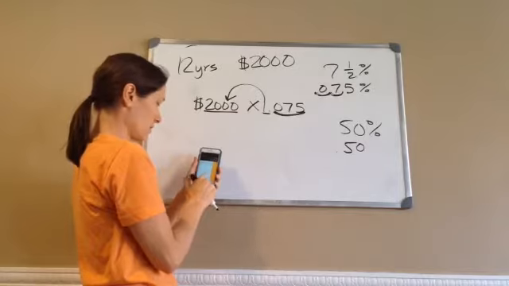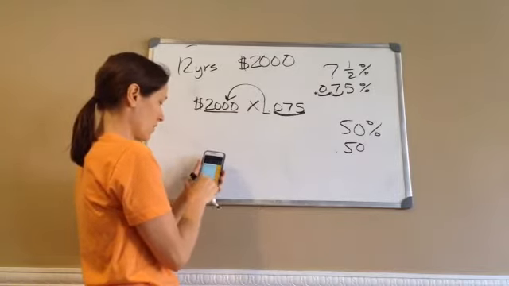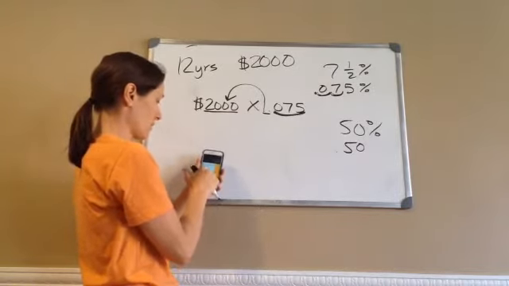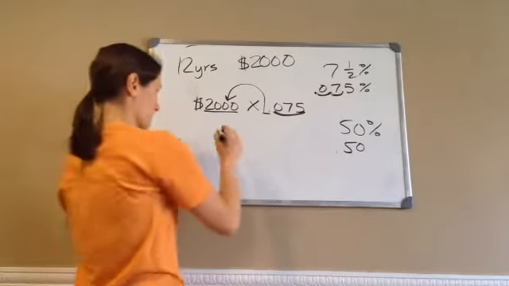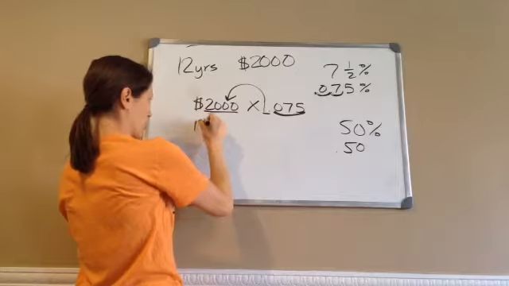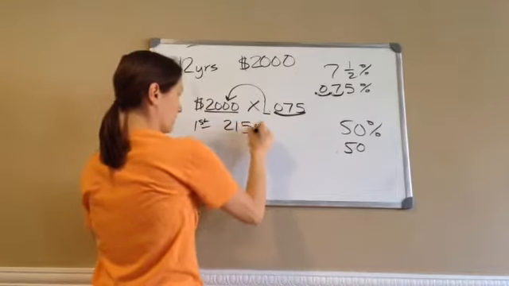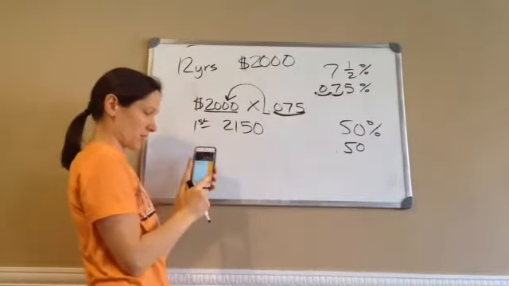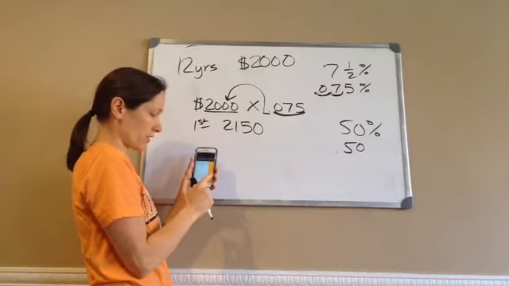2,000 times 1.075. What'd you get? And then I do it times 12 years. Yeah, well tell me that first one. First year is what? 2,150. Okay, now let's do it 12 times. So that was 1, 2, 3, 8, 9, 10, 11, 12.